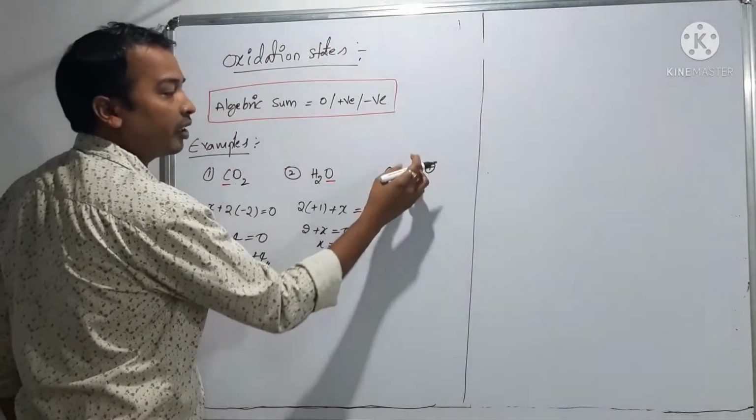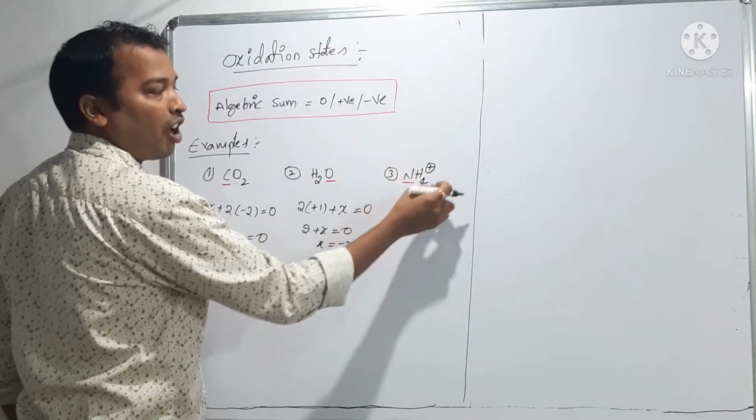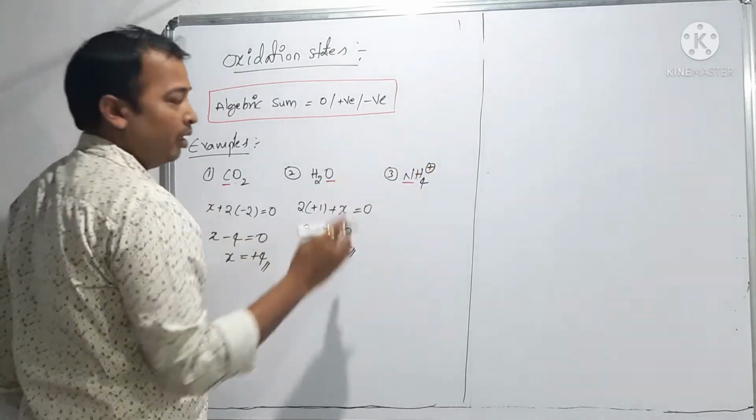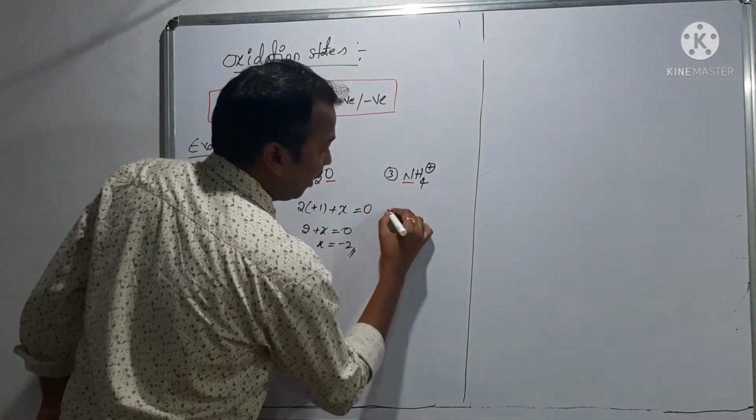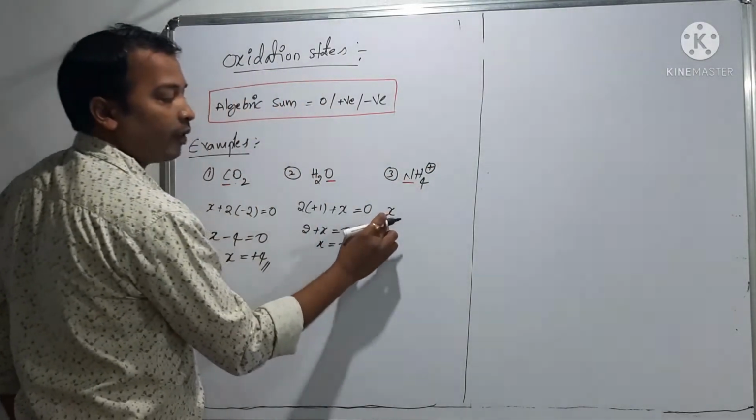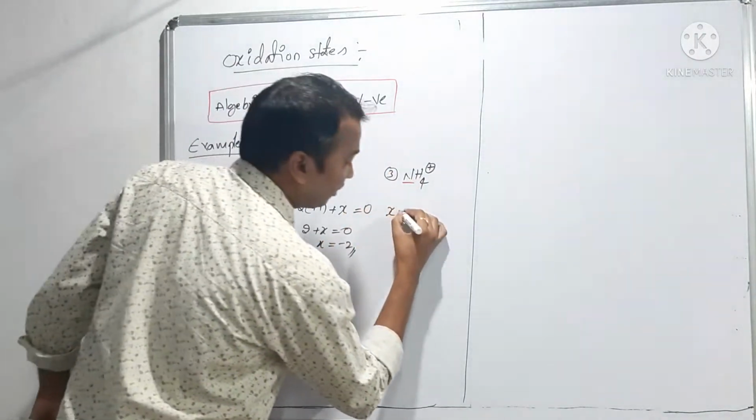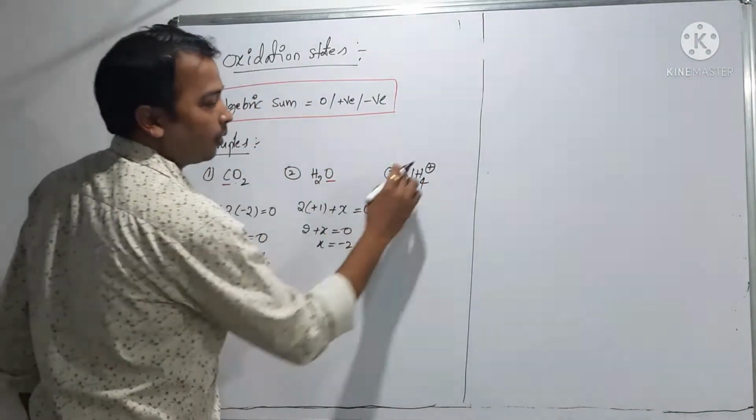And here they are asking about nitrogen. So it is a charged molecule, it has a plus charge. So that's why I am taking x here. We don't know the charge of nitrogen, that's why I am taking that as x. We need to find out the nitrogen.